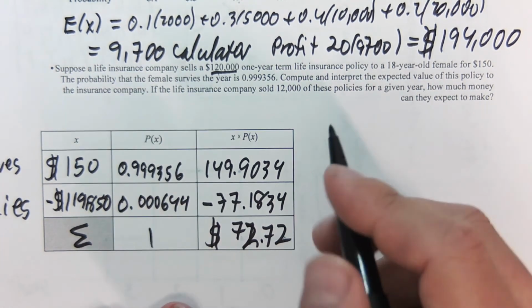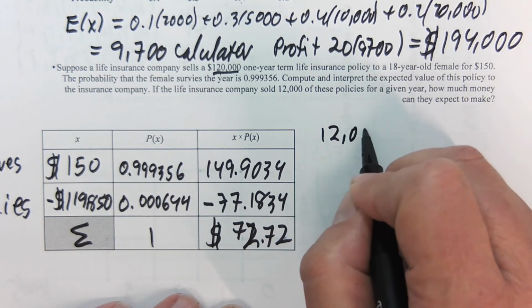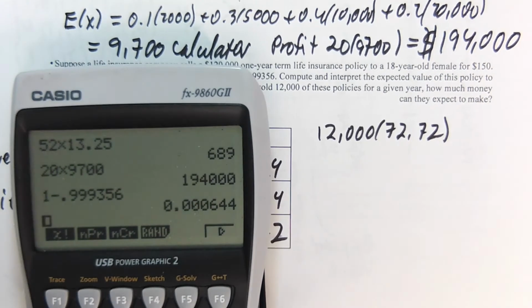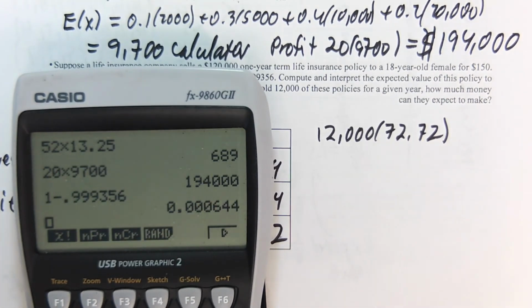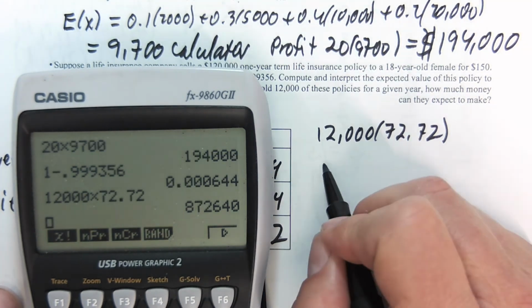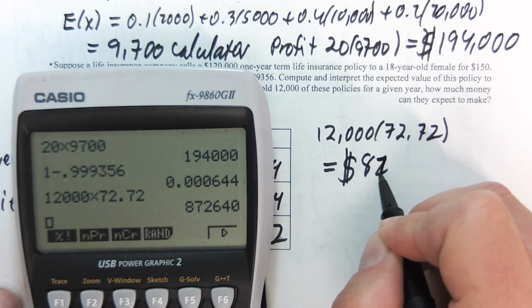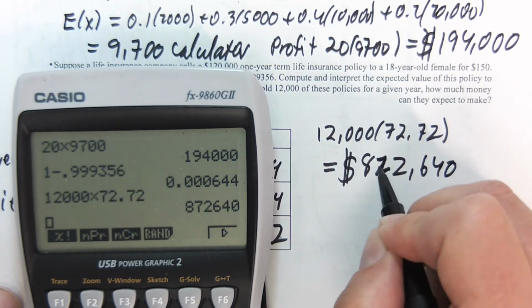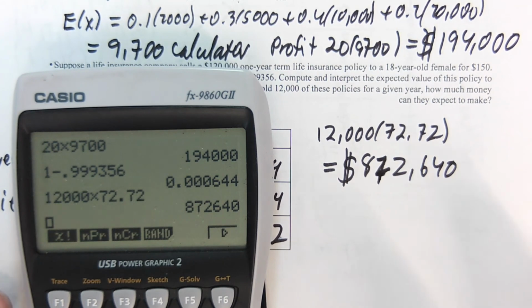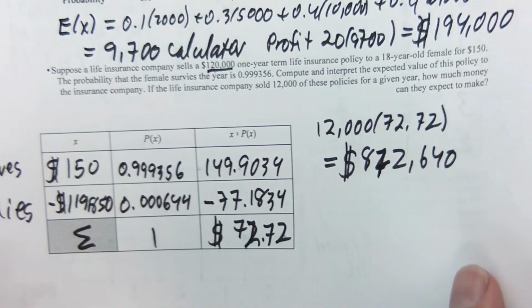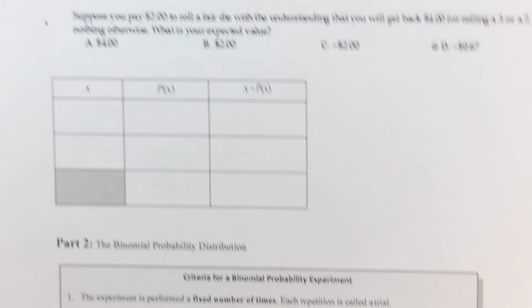And there are 12,000 policies. So 12,000 times 72.72. So the only tricky part is that you got to subtract that off. It's not going to let that count. We have a couple more here.